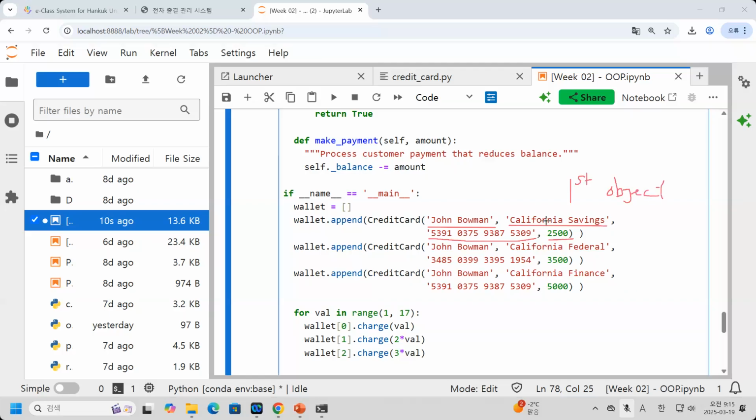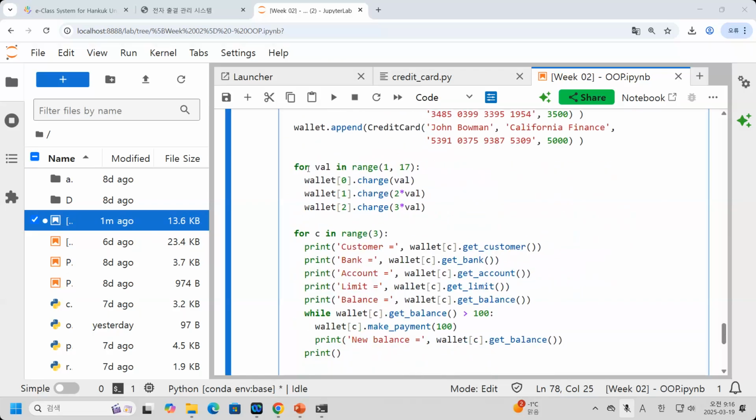And then what about the second object? I would like to append. So I want to add a new object, which is another credit card. The name is the same, Joe Bowman. The bank is different. It is California Federal. And then this is the name, the credit card number, and this is the limit. This is another credit card with the same name, Joe Bowman, and the bank is different, California Finance, and the credit card number is different, and the limit is higher. It's different. So it means this person, Joe Bowman, he has 3 credit cards.